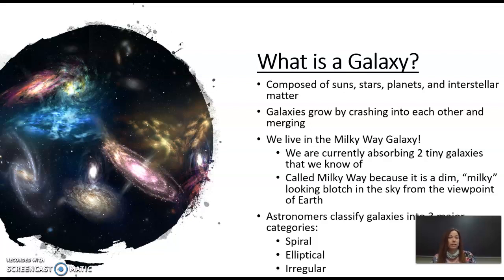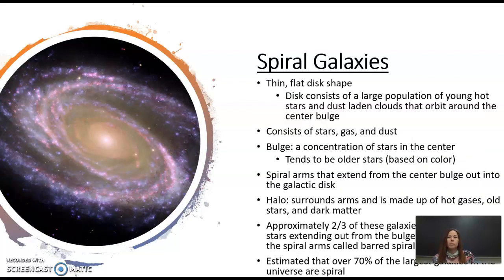Astronomers classify galaxies into 3 major categories. So we're going to talk about spiral, elliptical, and irregular. Spiral galaxies are a thin, flat disk shape, and flat is relative when it comes to space. It's still much larger than we can figure, but it's much wider than it is tall.